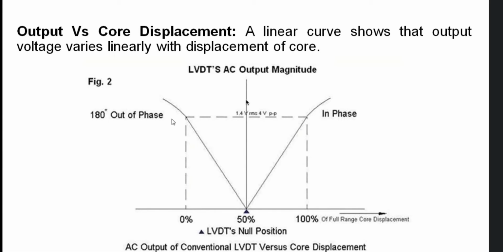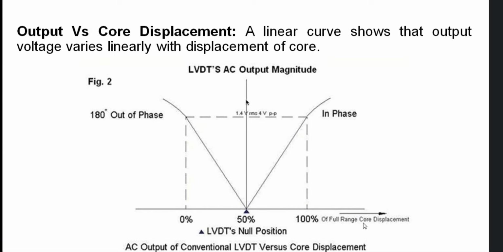This characteristic curve gives the relationship between the output voltage and the core displacement, so it is called the output versus core displacement curve. This is a linear curve. Linear in the sense that when you increase the core displacement, there will be an increment in the output magnitude, so the curve will be linear. That is the reason it is called linear. A linear curve shows that output voltage varies linearly with displacement of the core.